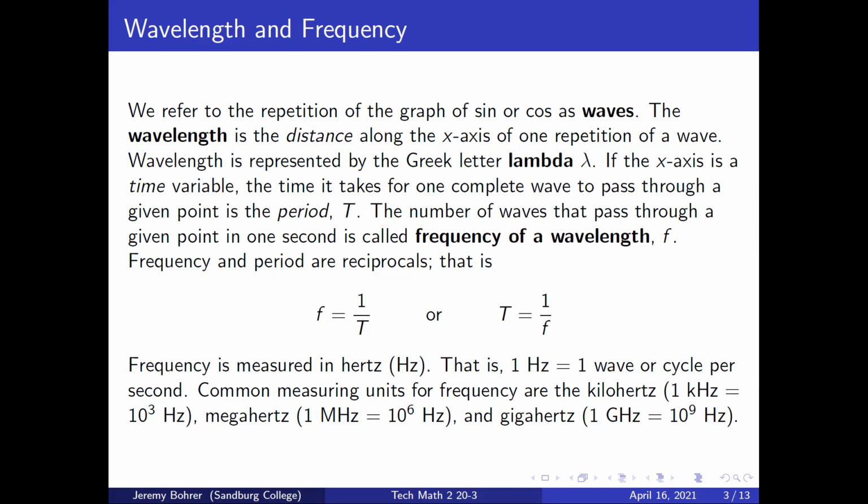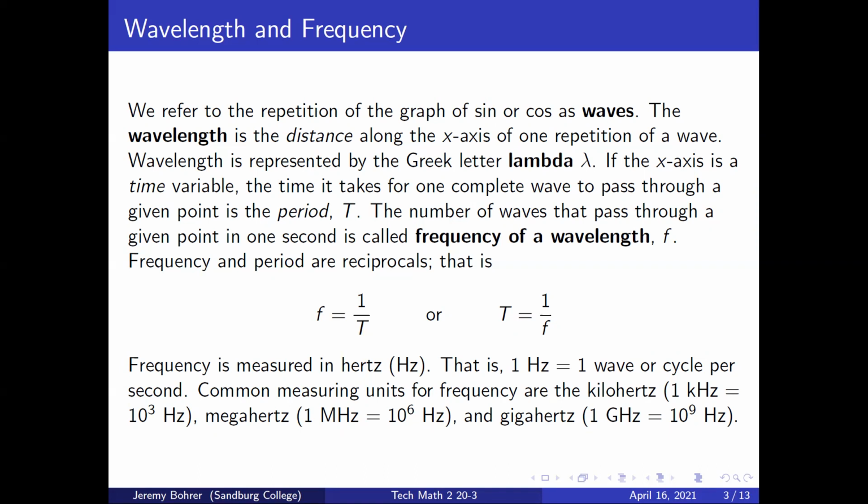The number of waves that pass through a given point in 1 second is called the frequency of a wavelength, f. Frequency and period are reciprocals. That is, f equals 1 over T or T equals 1 over f. Frequency is measured in hertz, or Hz. That is, 1 hertz equals 1 wave or cycle per second.